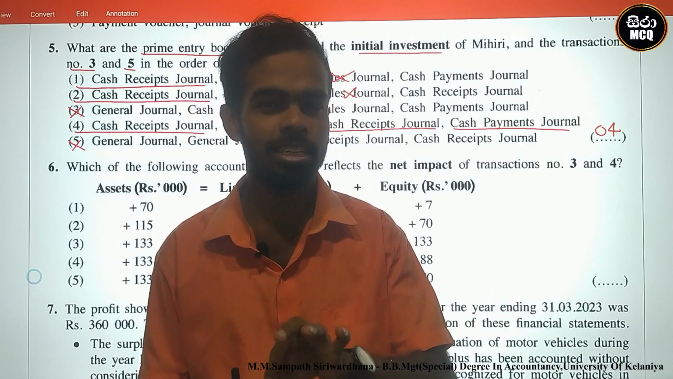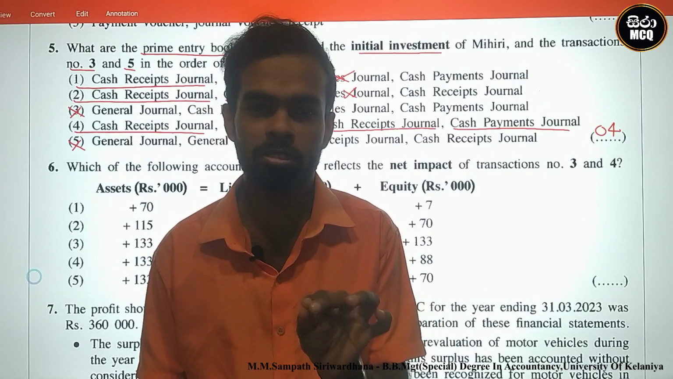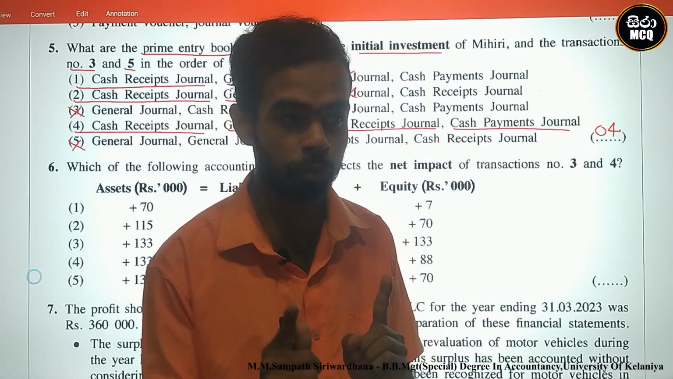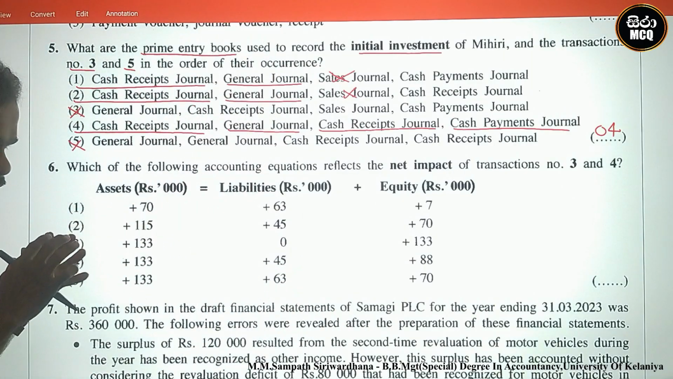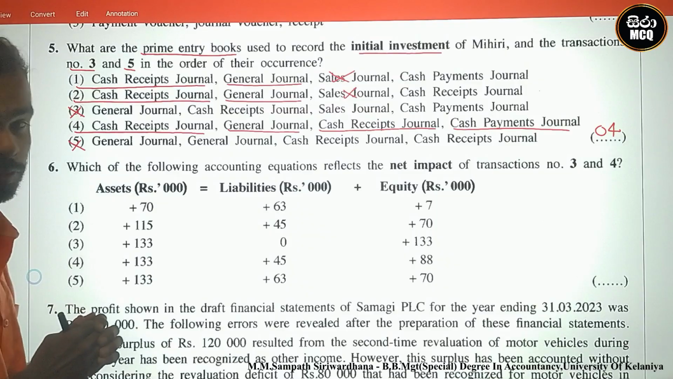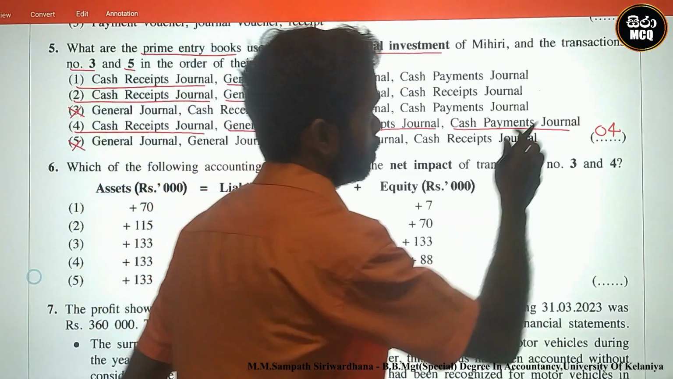Today we discuss the Advanced Level accounting paper 2023. Which question? Question number 6. This is the equation impact we must identify. Look here, what are the requirements?